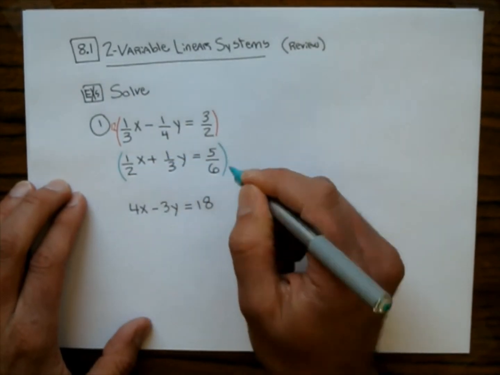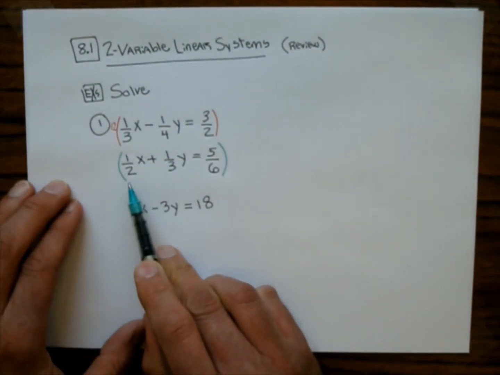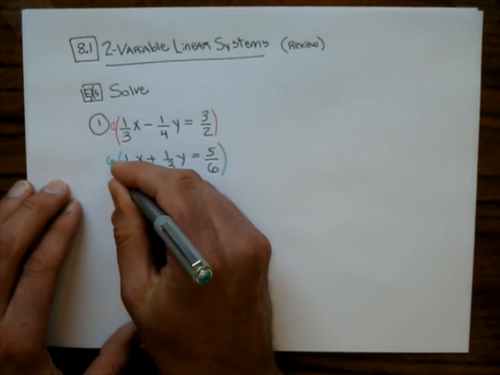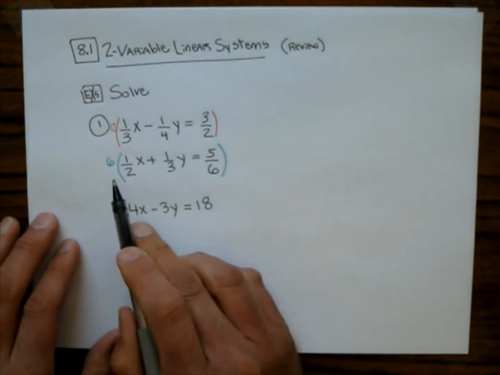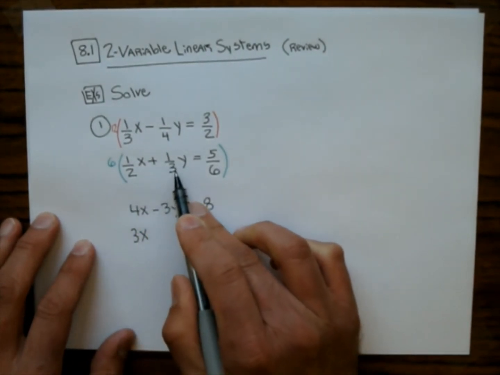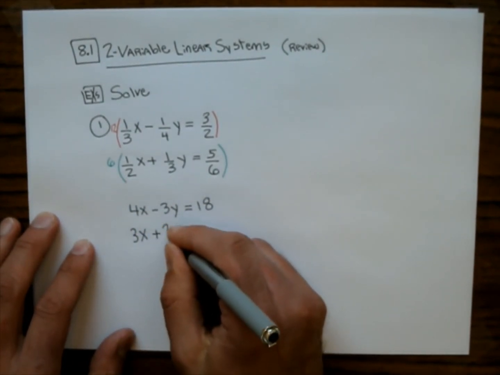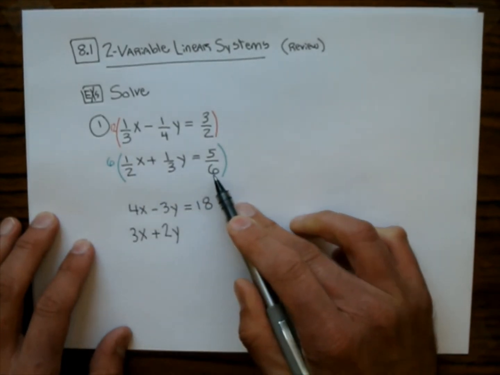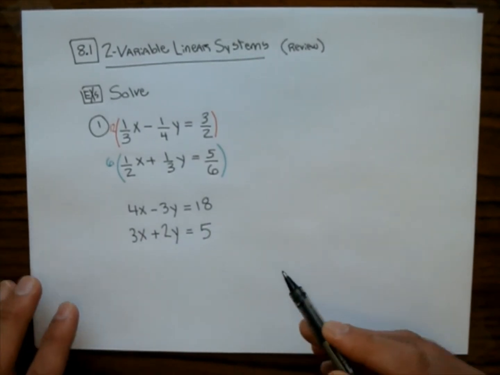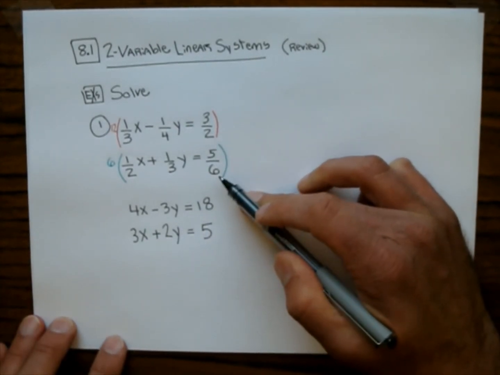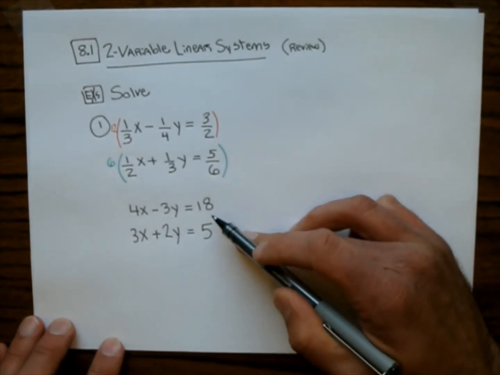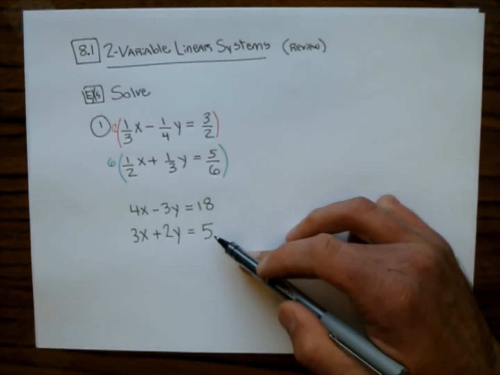the second equation by its LCD, the least common denominator of 2, 3, and 6, which happens to be 6. So when I do that, I end up getting 6 times 1/2, which is 3, so 3x. 6 times 1/3 is 2, 2y. And then the 6's here will cancel, and you'll end up just getting a 5. Okay, so these two equations, we just scaled them, and now they are these two equations here. And we are trying to solve for x and y.